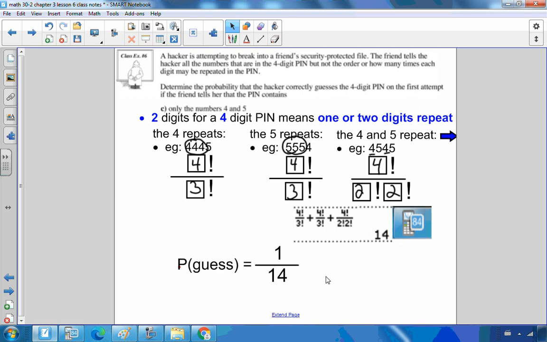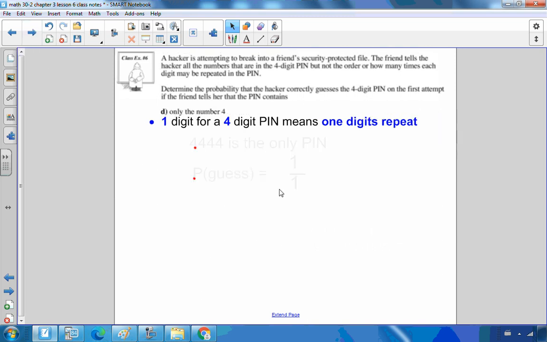So it looks like so far the one where I have 3 digits is the best option. Now, let's say your friend is not too bright and says, I have a 4-digit PIN and I only use the number 4. So if I have only 1 digit for a 4-digit PIN, that must mean that my PIN is 4, and then 4, and then 4, and then wait for it, 4. Well, 4444 is the only PIN. So unless it's a really bad hacker, I would say they have a 100% chance of guessing your PIN.